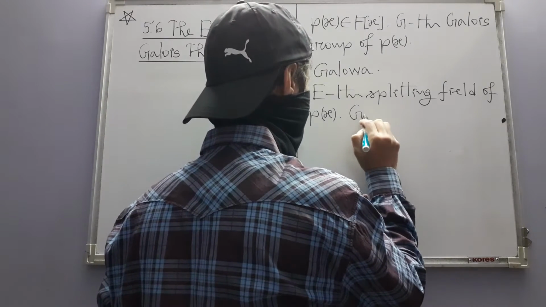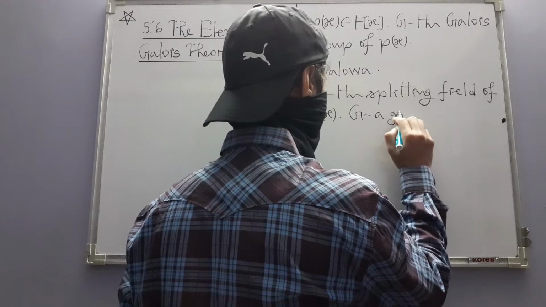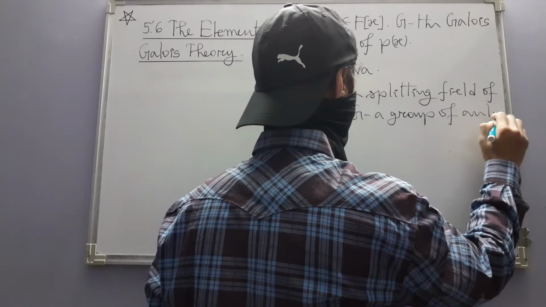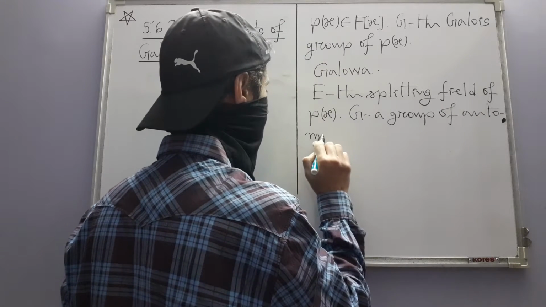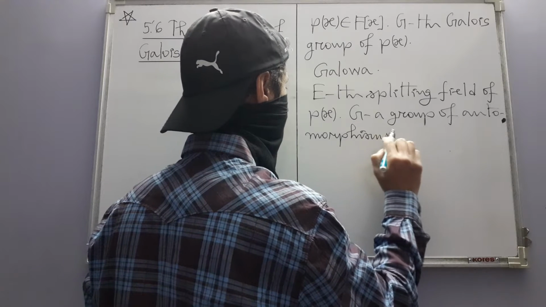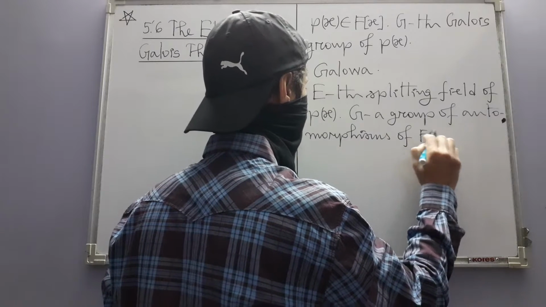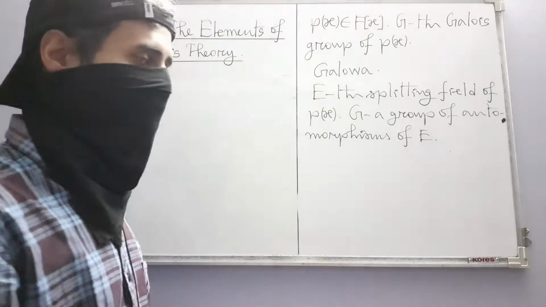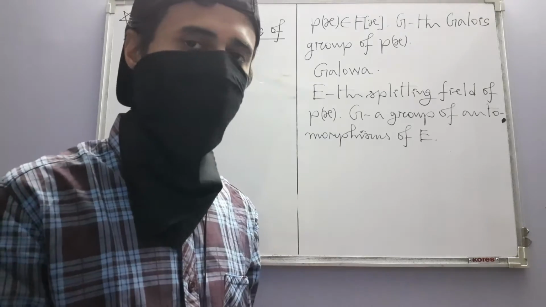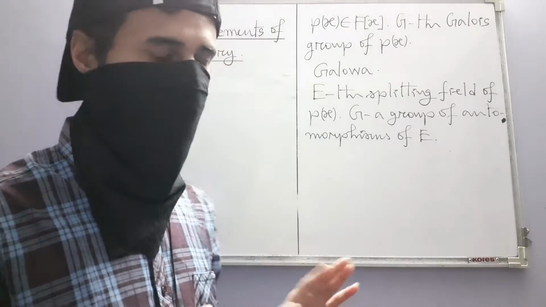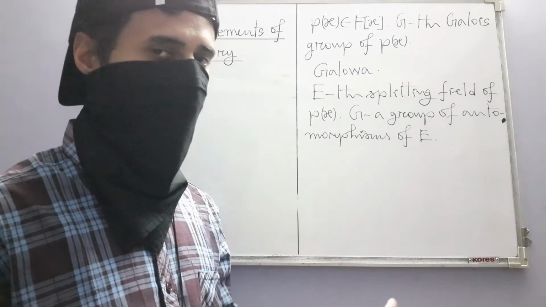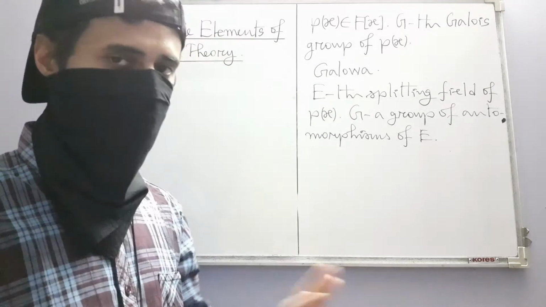G will turn out to be a group of automorphisms of E. We have already seen automorphisms of groups, in group theory. But we are yet to see automorphisms of fields formally. We will see that. Okay.